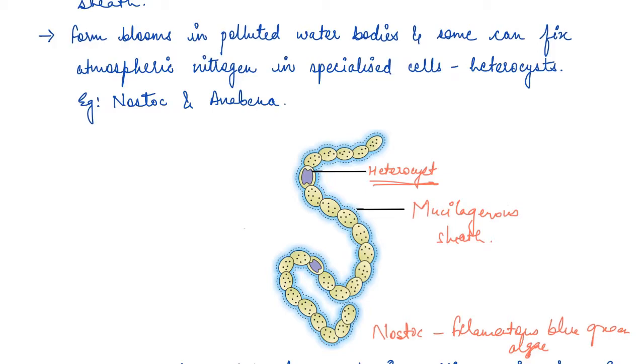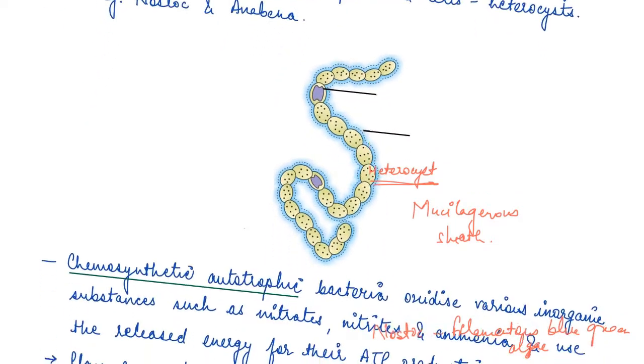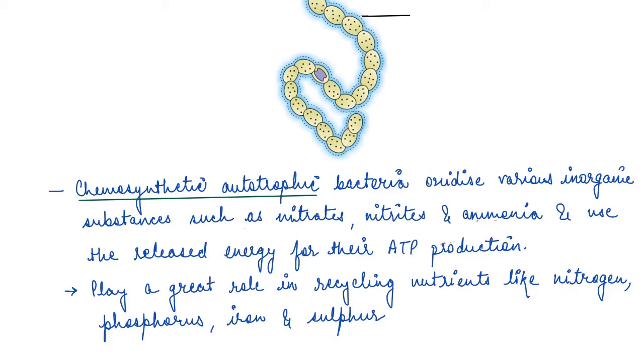Then come chemosynthetic autotrophic bacteria. They basically oxidize various inorganic substances such as nitrates, nitrites, and ammonia, and they release this energy in the form of ATP production. That is why they play a great role in recycling nutrients like nitrogen, phosphorus, iron, and sulfur.